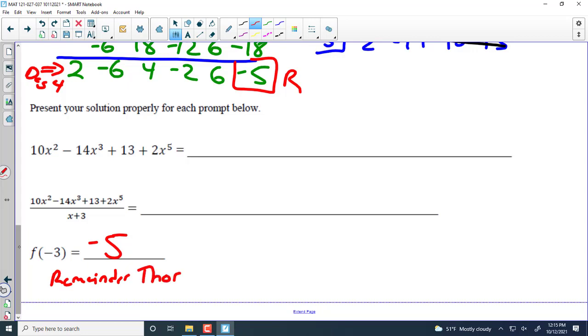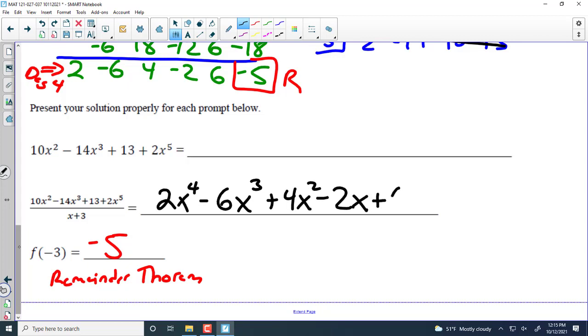Now, it was a while ago, but did we discuss that there were different ways you might have to enter an answer for one of these? Yeah, so the middle one is actually the easier one to do first, because that's just going to be 2x to the 4th minus 6x cubed plus 4x squared minus 2x plus 6. And you have choices here. You can either do plus -5 over x plus 3, or you could do -5 over x plus 3. It doesn't matter which one you do, as long as you got the minus in there somewhere.